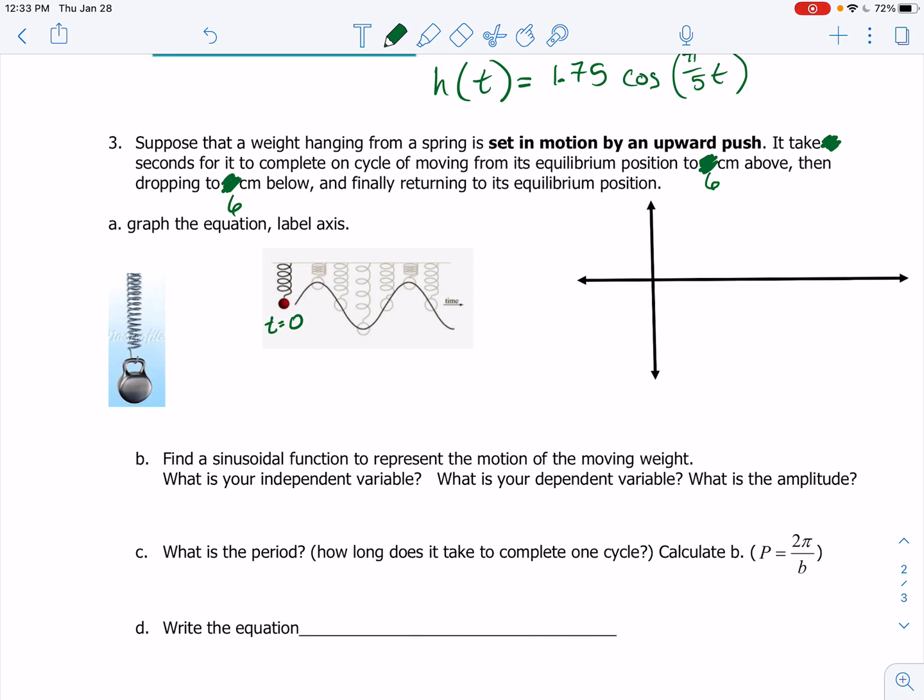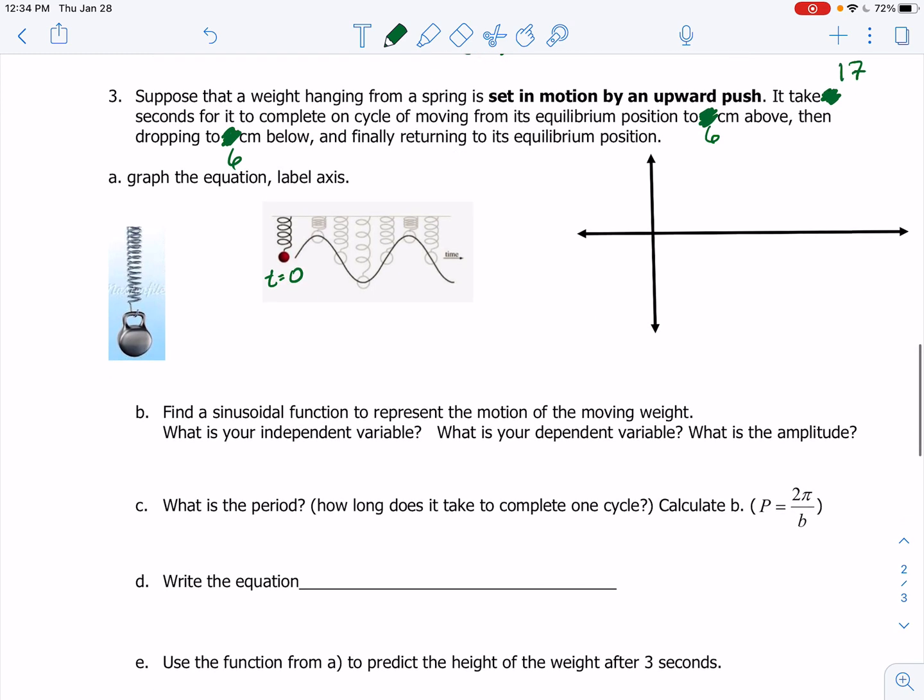Let's say it takes, you know what, my birthday is 6/17. So let's just change that up just to be different. And I wanted to use an odd number because the problem before was odd. So if it's at time 0, it's where it starts, and then it's going to come up, and then come back to 0, and then go down, and then come back to 0. This point right here is going to be after one cycle, so that's at 17 seconds. It's a very slow-moving spring.